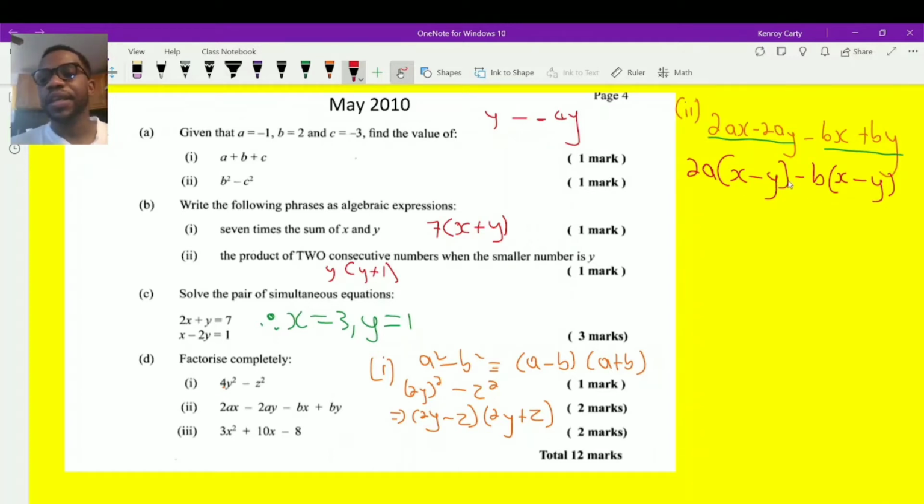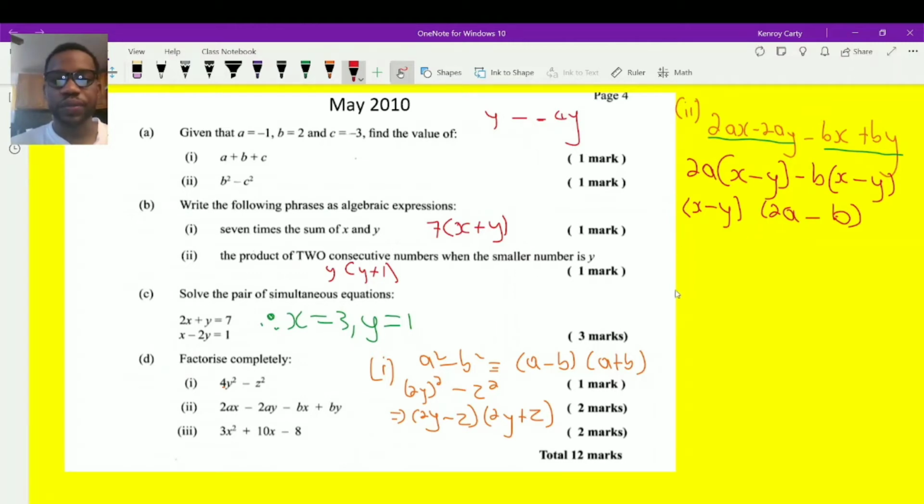The bracket is common, so I'm going to take out the bracket with whatever is in there, x minus y. And then if I take out the x minus y with a bracket from both sides, just block them out mentally, all you're left with is 2a on the left and a minus b on the right. So that is how we factorize that expression completely. All right, so we're done with question 2.